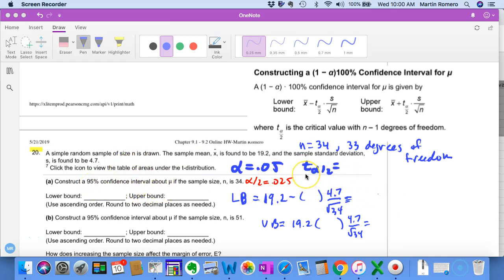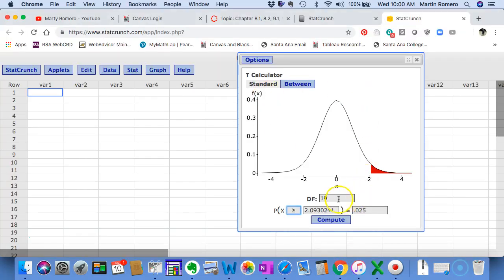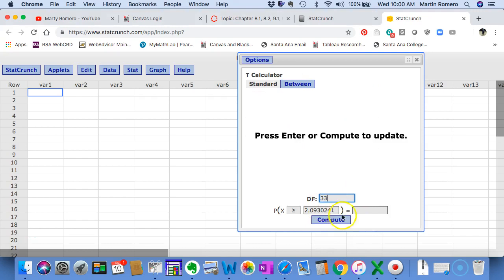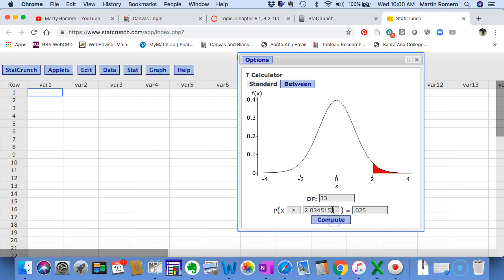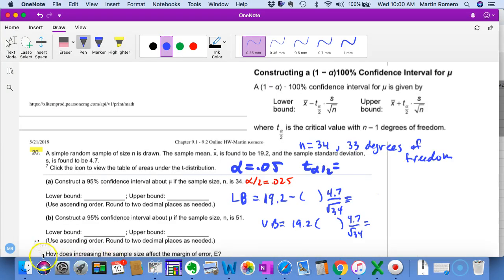Since we're doing a critical t, not a z, we need to use a t calculator, or you could use the t table also, but I'm going to use the t calculator. In this case, we had 33 degrees of freedom, and I think your alpha over 2 is 0.025. Compute that, and so our critical t is going to be 2.035. If we're going to round it to 3 decimal places, 2.035 is what we will use right here.